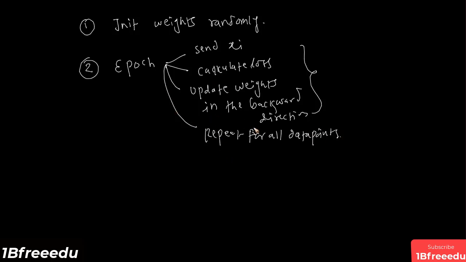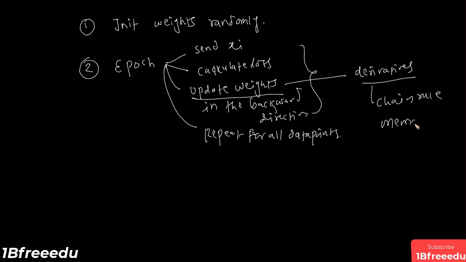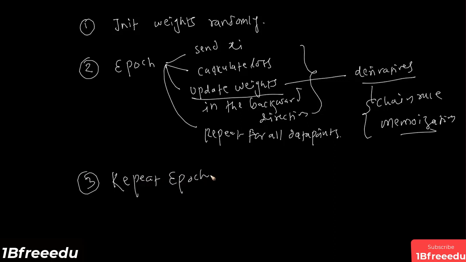Now while updating the weights, we need to calculate the derivatives. And calculating this derivative will require chain rule and memoization. These two are important things for calculating derivatives, and only then will we be able to update the weights. And step 3 is repeat epochs. So this is the backpropagation algorithm in brief.